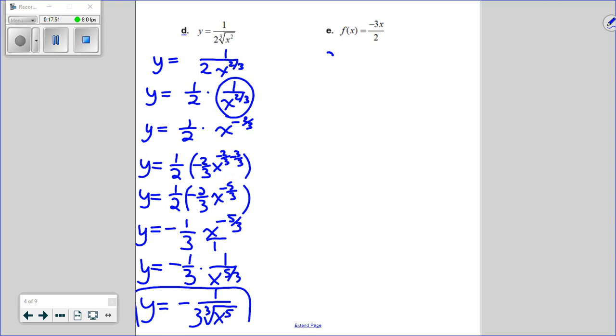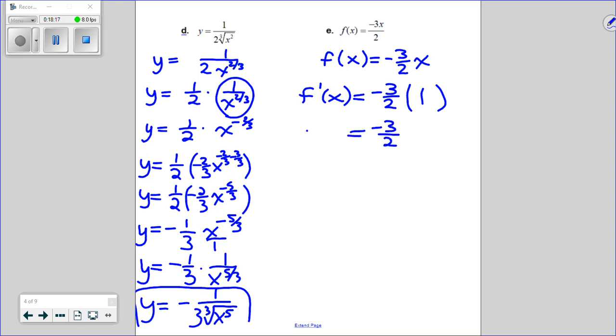Okay, last example, this one's a little bit easier. What I want to show you here is the negative 3/2 is a constant multiple, because you could rewrite this as negative 3/2 times x. And so then when we find our derivative, just bring the negative 3/2 down, times the derivative of x, which remember we already talked about, the derivative of x is 1, so this just ends up equaling negative 3/2.